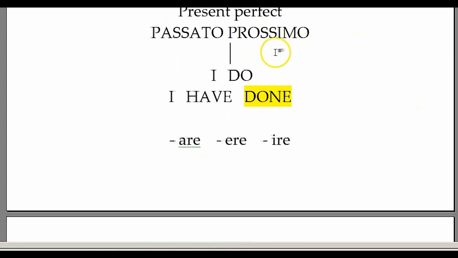Okay, so the construction in English is I have and the past participle. And in Italian it is very similar because it will be io ho. Remember, I have, io ho, and the equivalent of done is fatto. It uses the past participle. I'm going to stop here, and then we're going to see more about it.